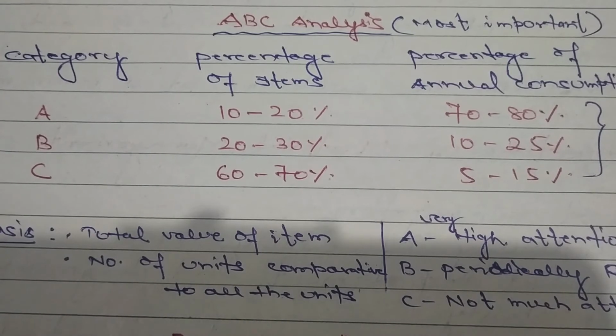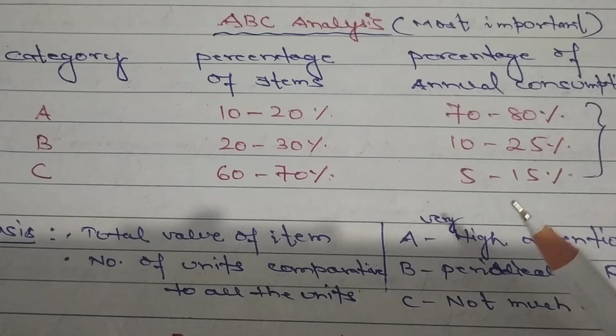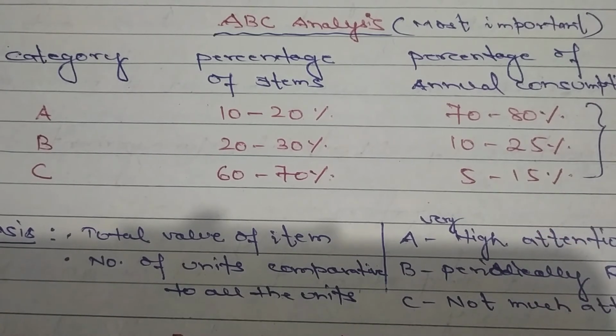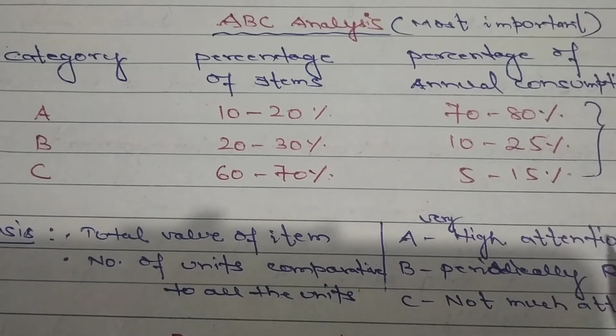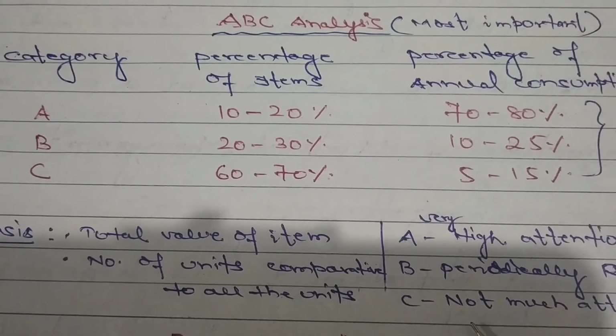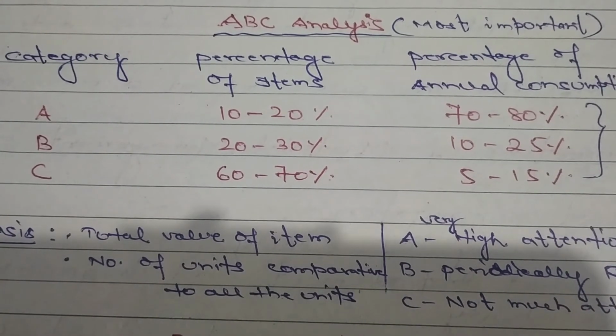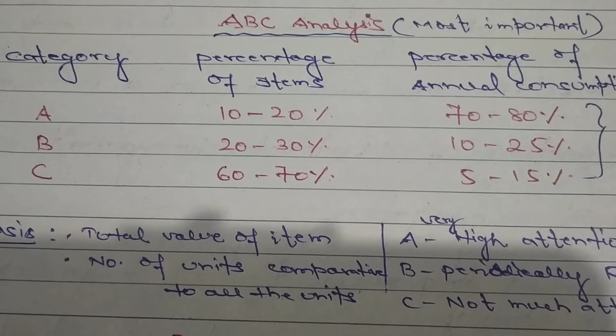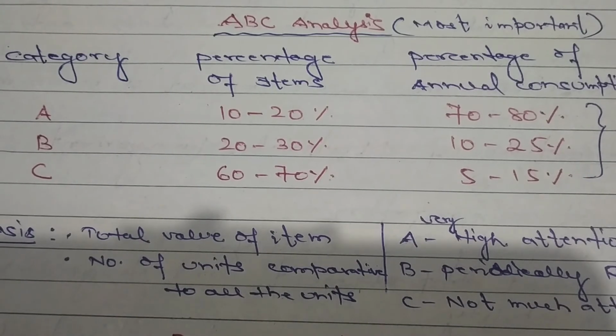So this is basically on the basis of investment: how much you are investing in A category, B category and C category. In A category you have to give very high attention. In B category you have to review periodically. And in C category you don't need to pay much attention. Yes, definitely you have to keep your eye on C category, but it is not so important that you have to review it every time. So these are the basis of ABC analysis.